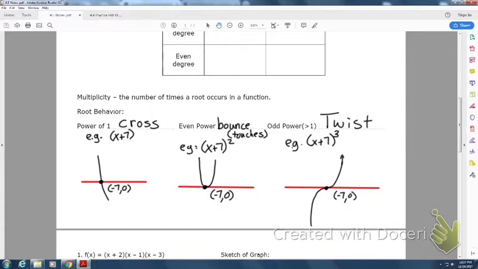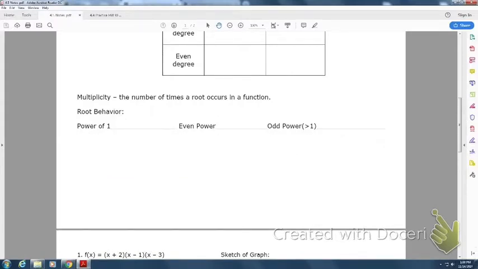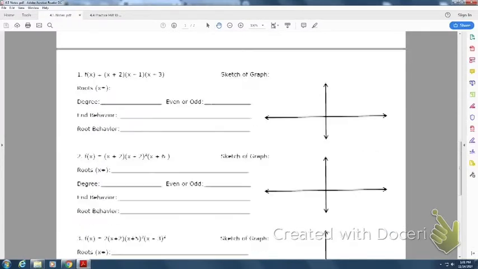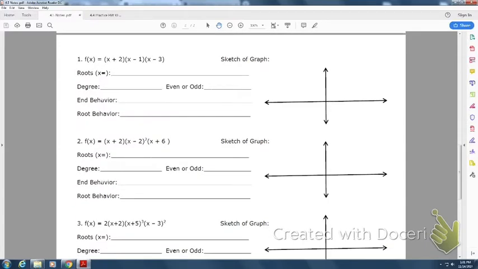Now, your three rules, you need to know your three rules. One rule is the degree 1, is the degree an even number, or is the degree an odd number greater than 1? So those are your three rules. What if it's 4? So let's go over to the back. We're going to go through 4 or 5 of these examples, and then that's today's notes.